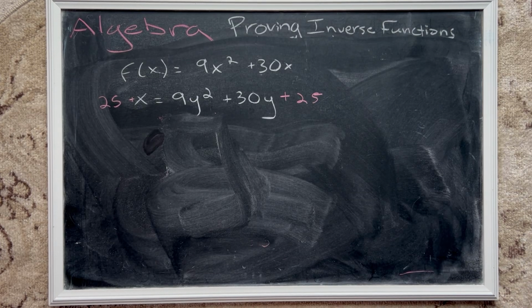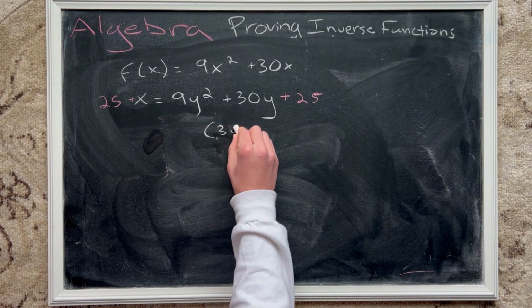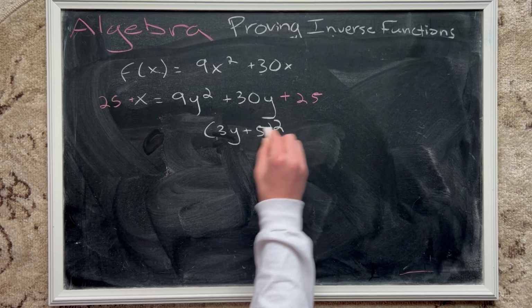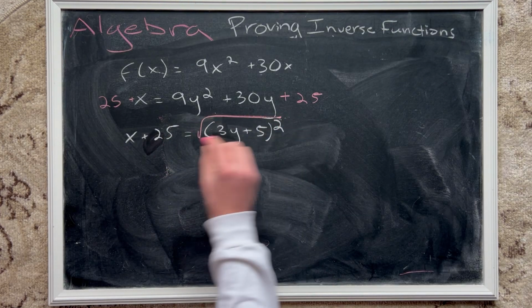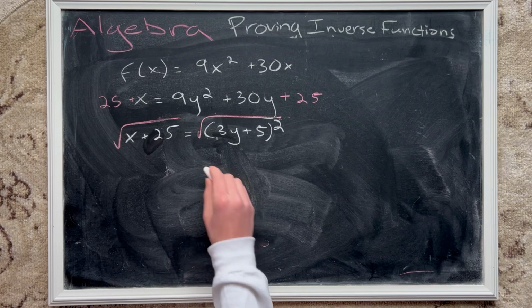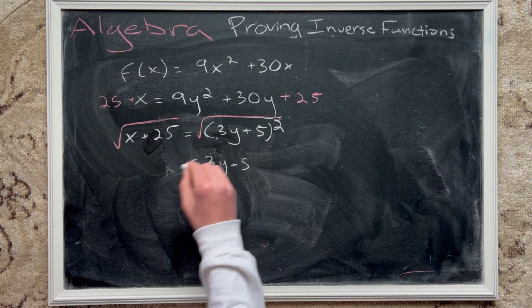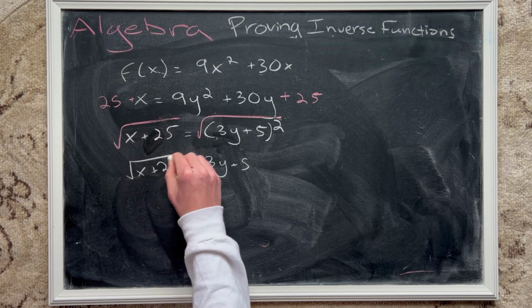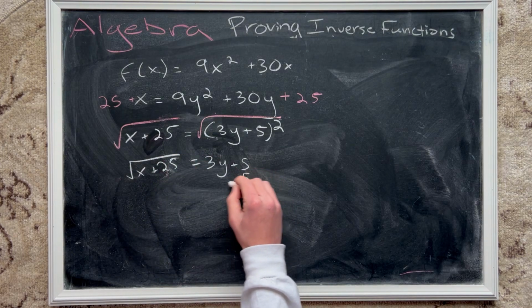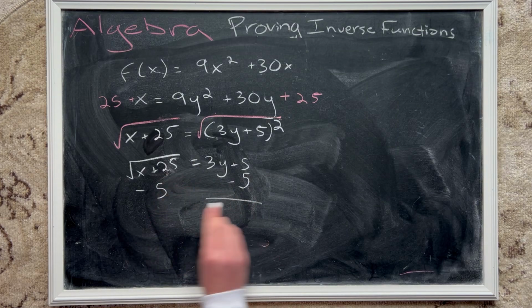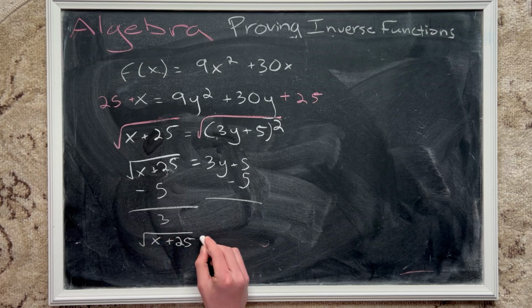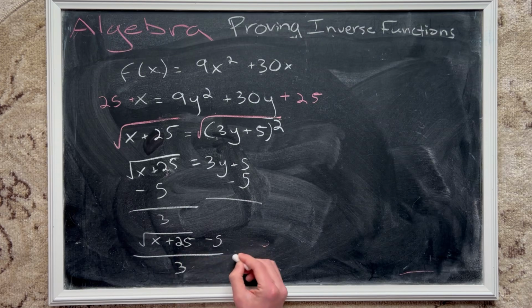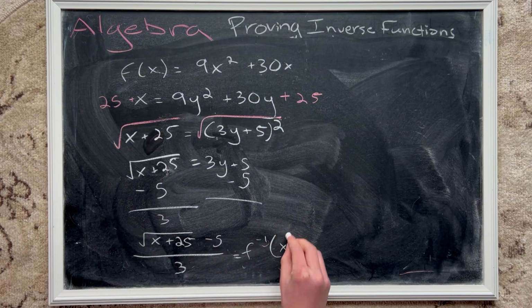Okay, so now we can express this as (a + b) squared. So (3y + 5) squared is equal to x + 25. Then let's take the square root, leaving us with 3y + 5 equals the square root of x + 25. All right, now subtracting 5 and dividing by 3, we get the square root of x + 25, minus 5, over 3. And that is equal to f inverse of this function.